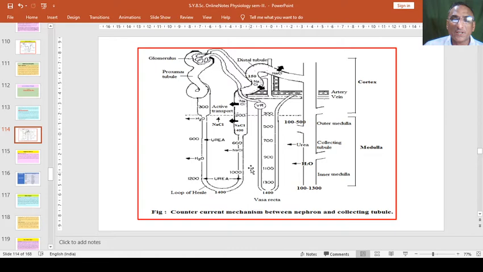Next part, this is the loop of Henle, where the exact countercurrent multiplier exchange system is seen. Both the tubules show different pressures and different concentrations. Here is the 400 sodium chloride concentration, Na+, or NaCl, because the main part of urine is salt. Therefore, sodium and chloride ions are always there in urine, and they maintain the osmolarity as per the need of the cell, body, or system.